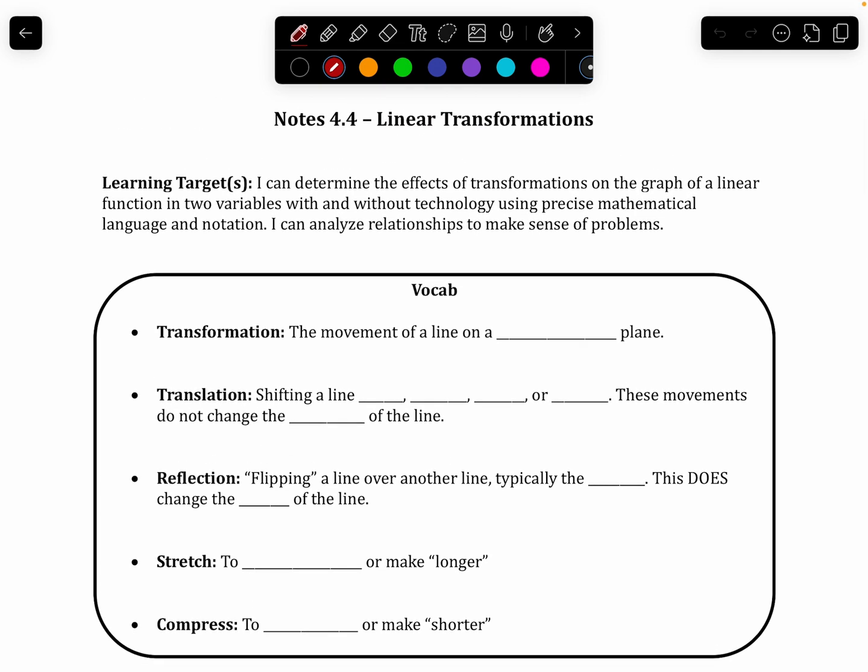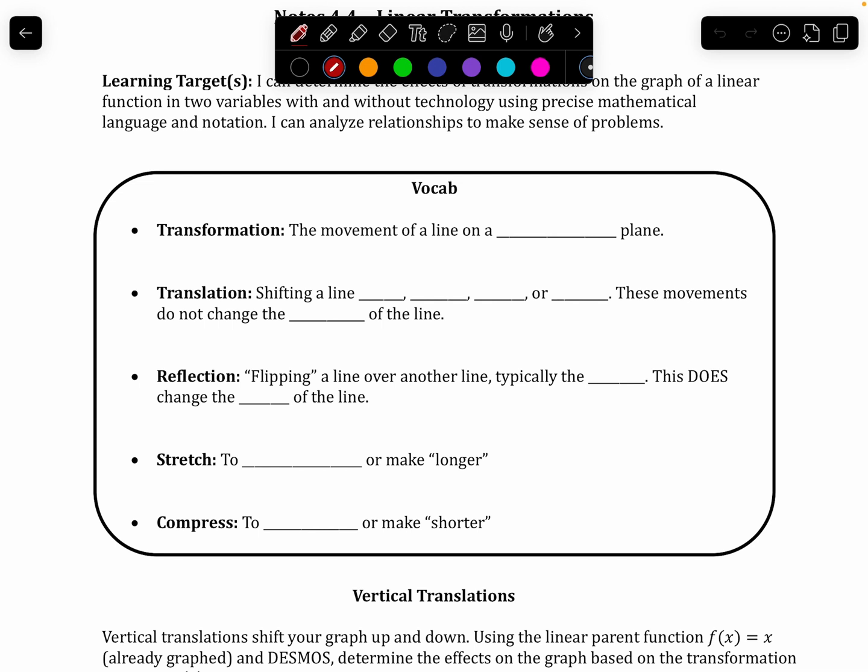So when we talk about transformations, I believe you talked about transformations a little bit in middle school, but you were doing transformations with shapes like triangles and circles and things of that nature. We are going to be focusing transformations on our linear functions because, as I said in an earlier video, Unit 4 is another linear unit for us. So we are going to be taking our linear functions, our lines, and applying transformations to our lines.